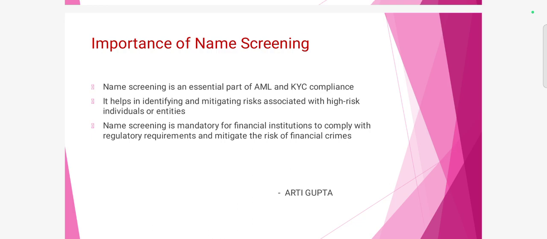It may be an individual or entities. And it is a regulatory requirement. As you know, the USA PATRIOT Act, which came into the picture in 2001, clearly mentions in Section 312 that we need to perform name screening very carefully for reducing the risk of financial crime.